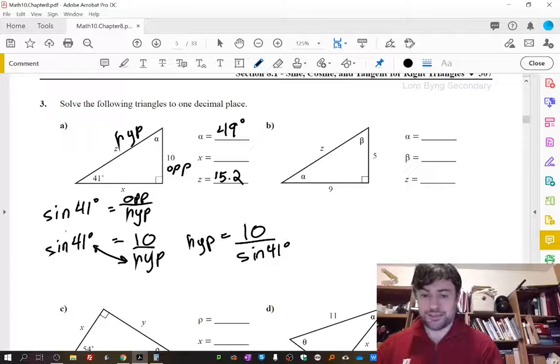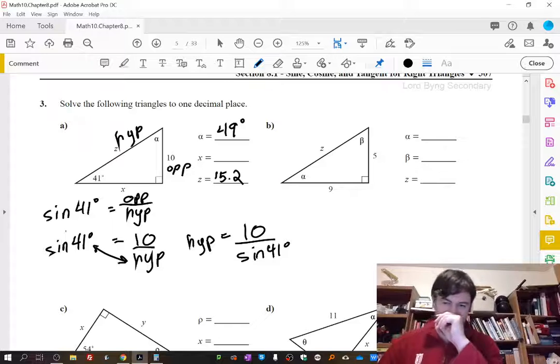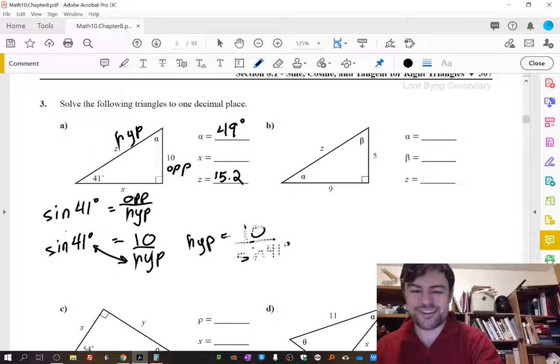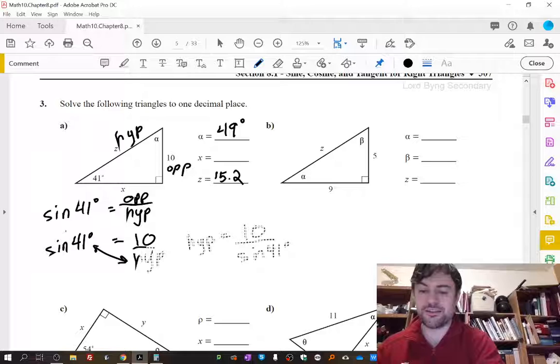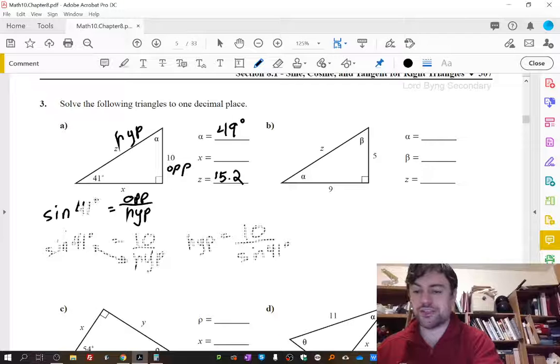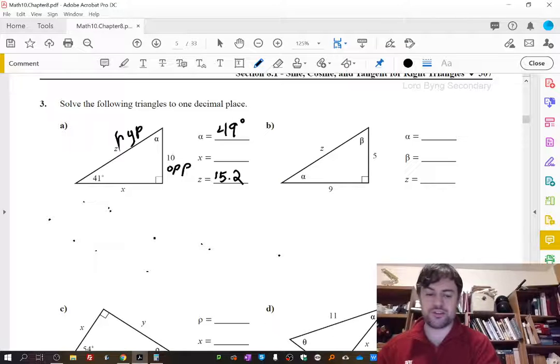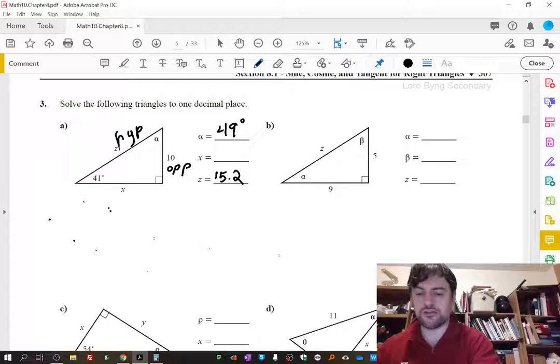All right, so now what do we do? Well, now we're looking for x. There are a number of ways to do that. You could use the Pythagorean theorem, or you could use other trig ratios. It's sort of up to you how you want to do this. There's no terribly wrong way. I don't think there's any way that you can go too far wrong.